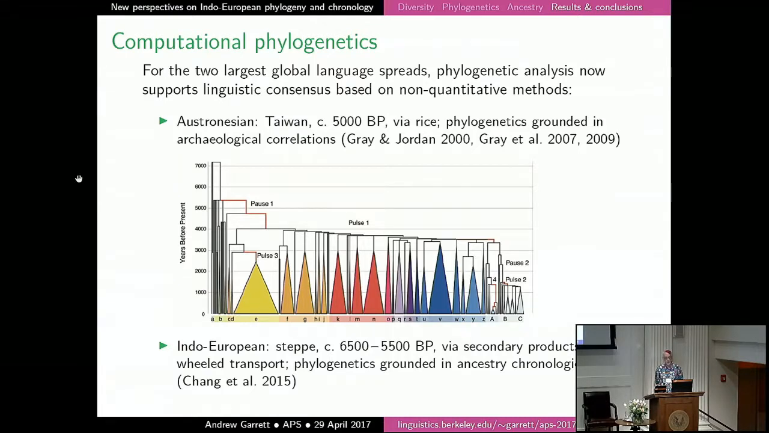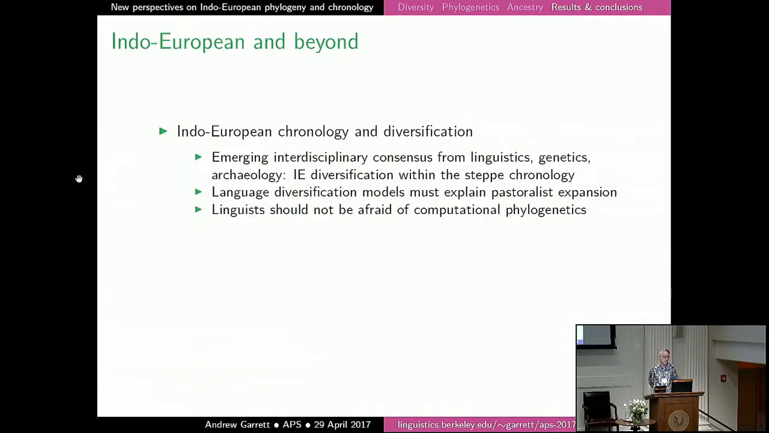There are two cases where computational phylogenetics has been consistent with the consensus of linguists. One is the case of Austronesian, which I already mentioned, and one now is the case of Indo-European. And I'd just like to end by highlighting two sets of conclusions or results that I think we can derive from all of this work.